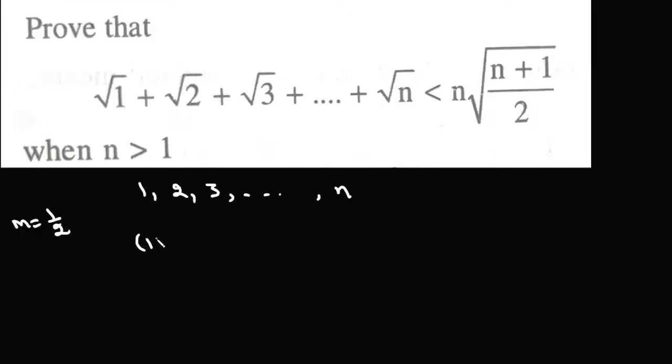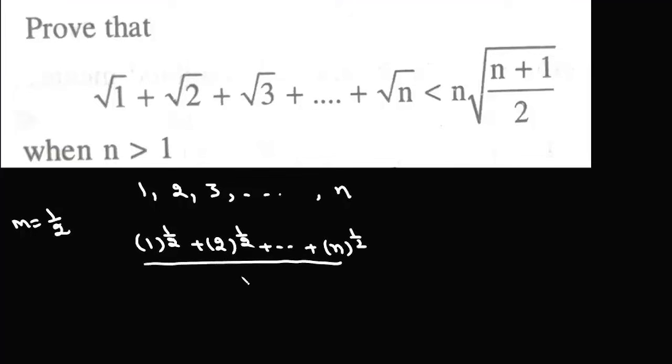So we can write (1 to the power 1 by 2 plus 2 to the power 1 by 2 up to n to the power 1 by 2) whole divided by n will be less than. And here we are using this strict inequality because all these numbers are distinct, they cannot be equal. So it will be less than the square root of their arithmetic mean, which is (1 plus 2 plus 3 up to n) whole divided by n, to the power 1 by 2.